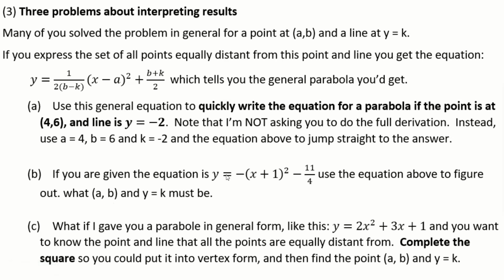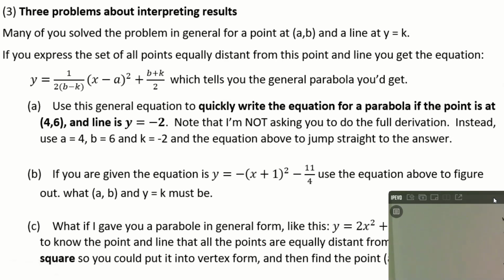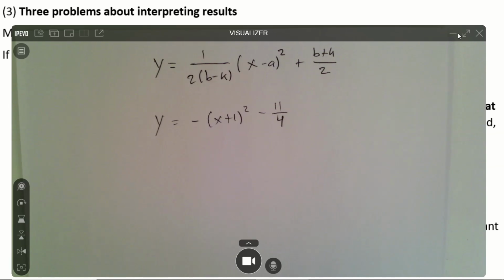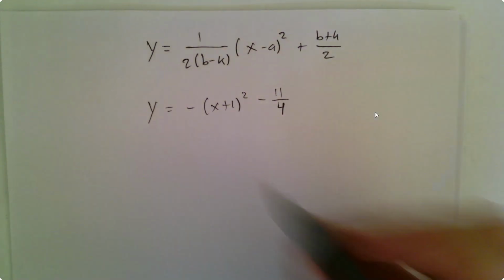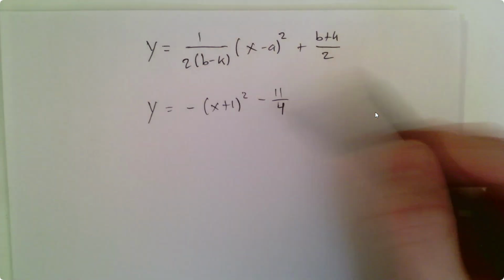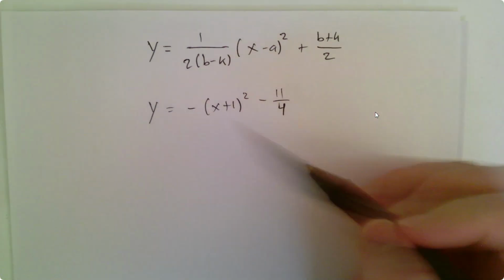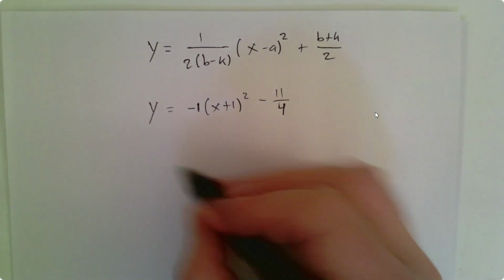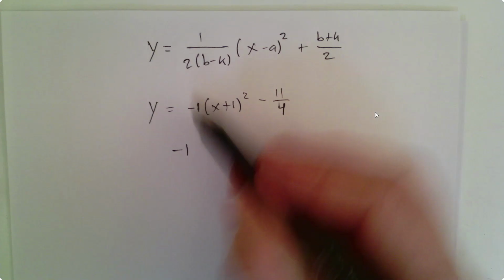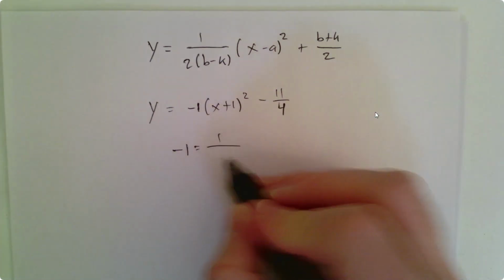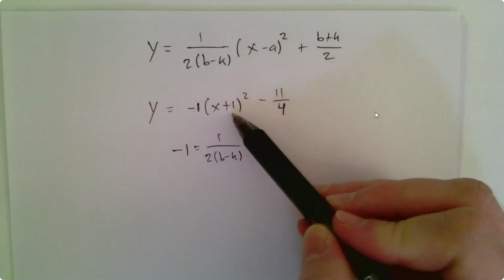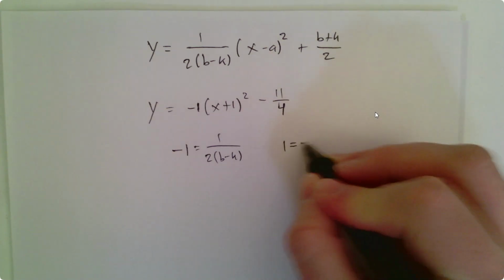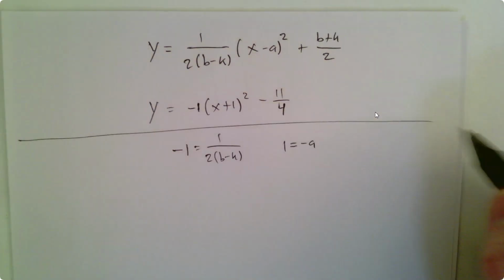Okay, part B says if you're given this equation, use the equation above to figure out what a and b and k must be. So I've written down the two equations. There on the top is the generic equation for the parabola, and then here's our specific parabola that we're interested in. All you have to do is kind of line up the parts of the equation. So a negative sign here really is the same thing as -1. So here's some stuff I know. I know that -1 is the same as that part of the equation. So let's set them equal. b minus k. I know that 1 is the same as -a. I'm just going to write literally what I'm saying, and then we'll see what it means.